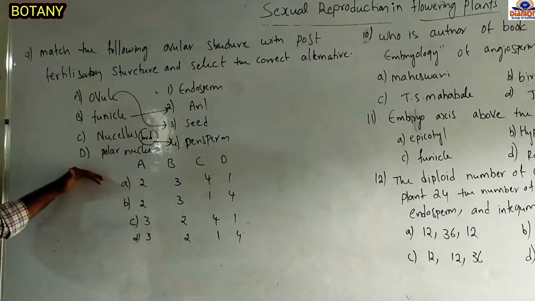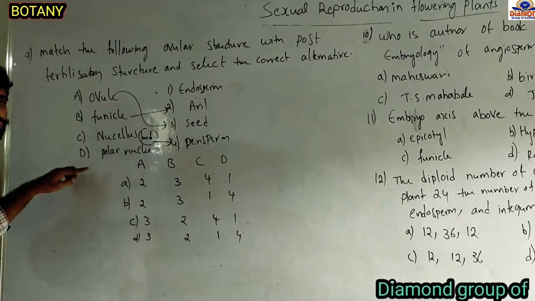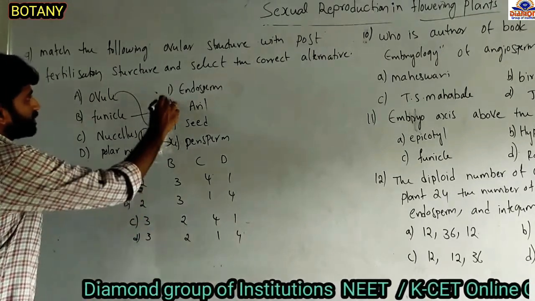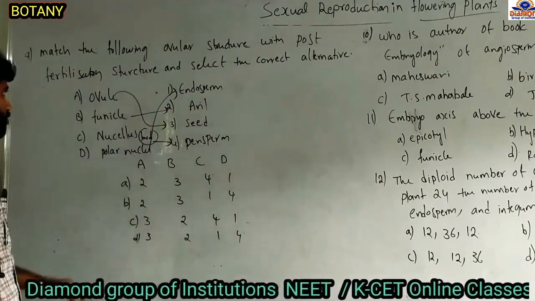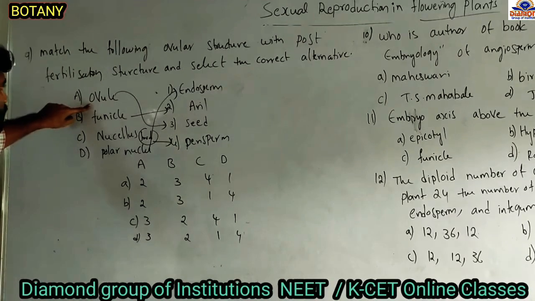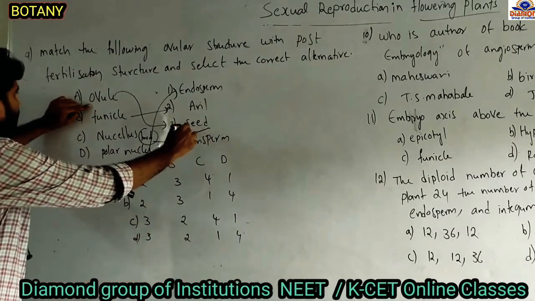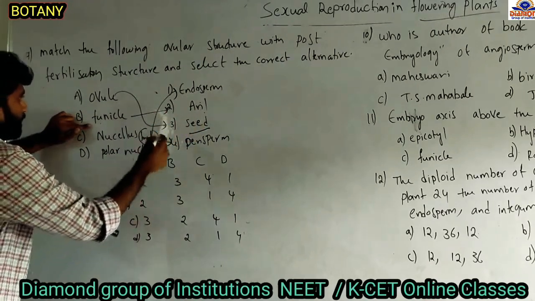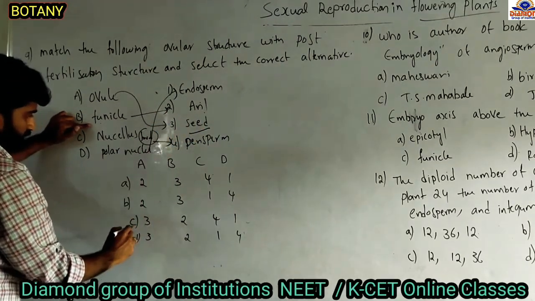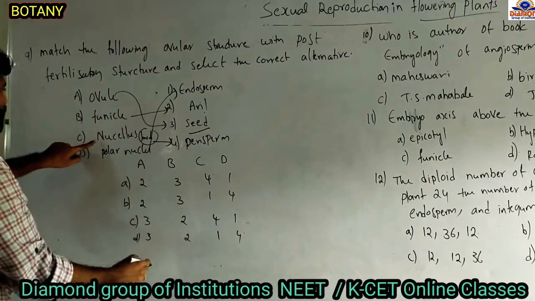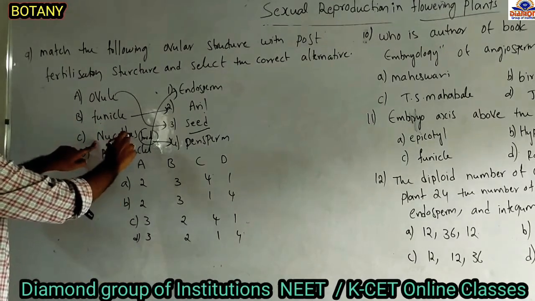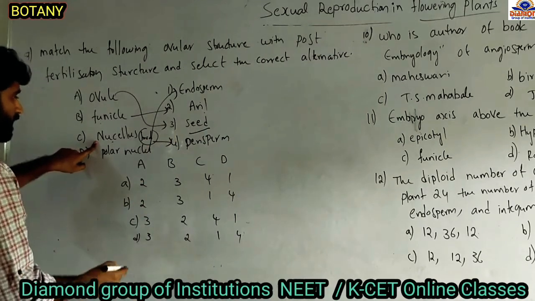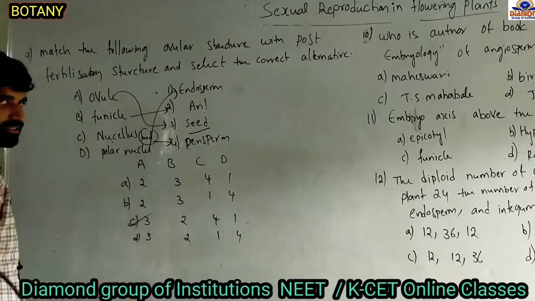And polar nuclei. In the female gametophyte, the central cell contains two nuclei. Those are called polar nuclei. After fertilization, they form the endosperm. So now A, ovule is paired with seed. B, funicle is paired with aril. A3, B2. And C, nucellus pairs with perisperm, C4. A3, B2, C4, so the answer is C.